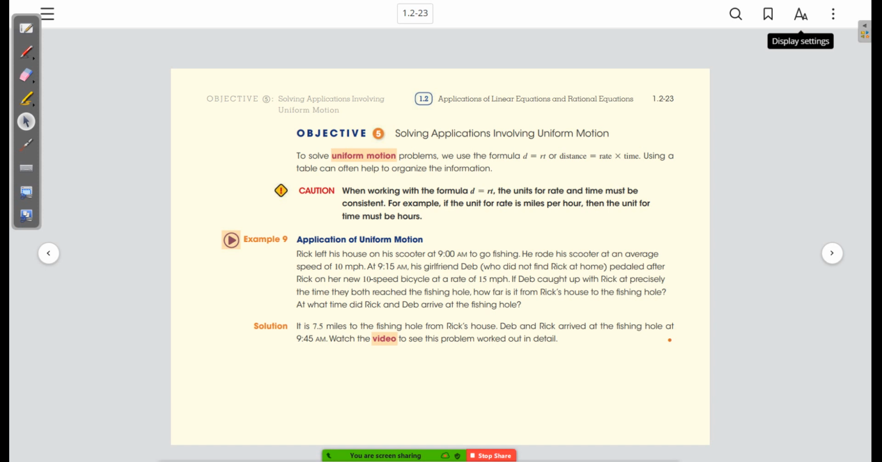Uniform motion. Okay, so let's read this. To solve, no, this is actually pretty good. We're gonna go and paste this. Probably should just cut all of it.